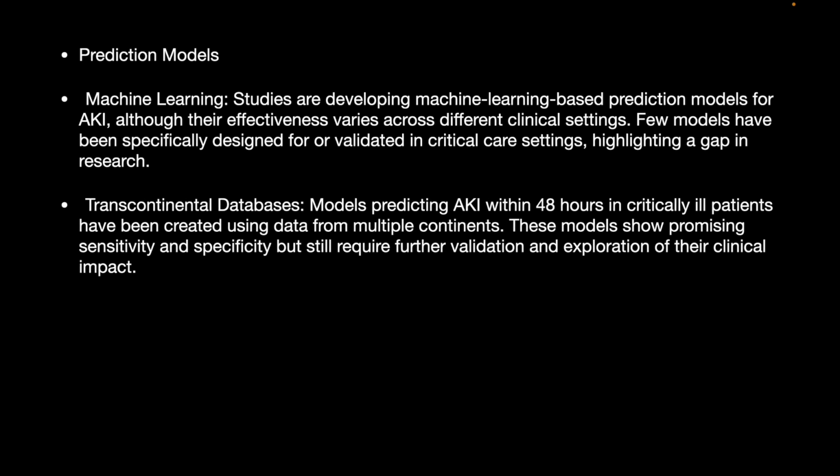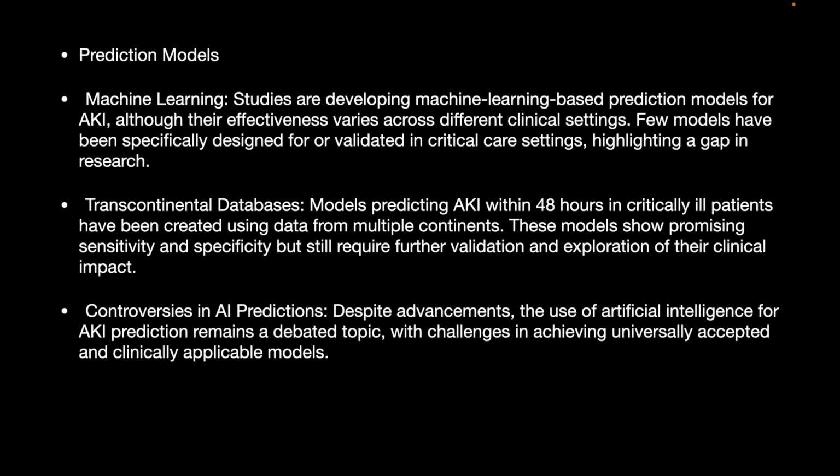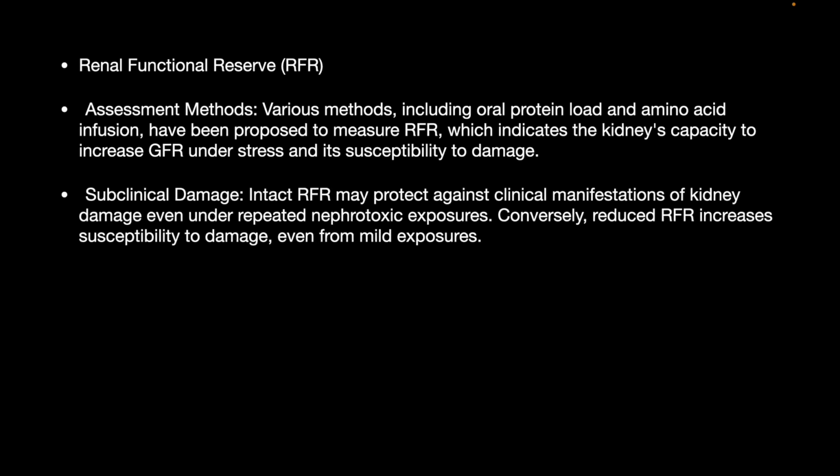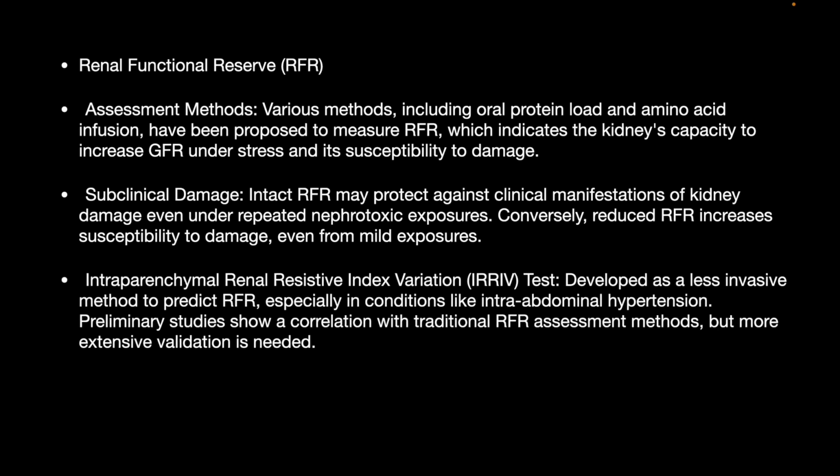Transcontinental database models predicting AKI within 48 hours of critical illness have been studied. Now, there have been controversies in the AI prediction because we need further trials to make them applicable. Regarding the renal functional reserve, we need assessment methods which can be used at the bedside, and subclinical damage needs to be found out because creatinine is clearly not a very good marker. Intraparenchymal renal resistive index is a very good parameter which needs further trial and should be used more often in our ICUs for renal functional assessment.